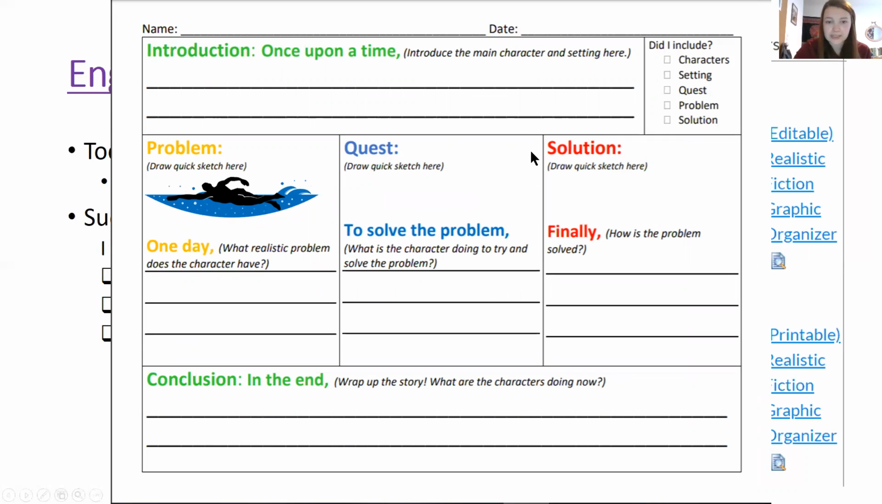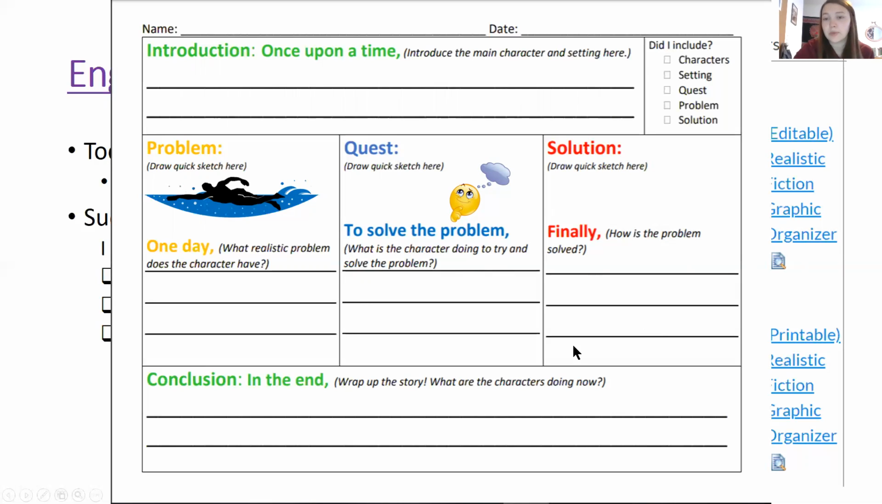So in blue, our next job is to sketch the quest. So what is the character doing to try and solve the problem? So the problem is that Shirley's friends invited her to go swimming. So what is Shirley going to do to solve the problem? Well, I think what Shirley's going to do is she's going to start coming up with different ideas of things that her and her friends can do together. And she's going to give her friends suggestions, like maybe we can go to a museum, or maybe we can go to the park, or maybe we can go to the candy store, do some different things instead of going swimming. All right, so now we have our problem, now we have our quest, what Shirley is going to do to try and solve the problem.